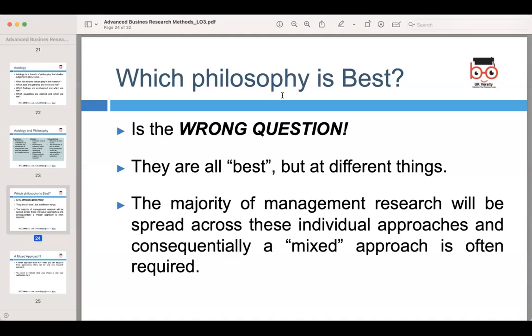The concept of a single best management philosophy is flawed. Instead, a mixed or integrated approach that combines the strengths of various philosophies is often required. By doing so, managers can effectively address the diverse challenges and complexities that arise in today's dynamic business environment.